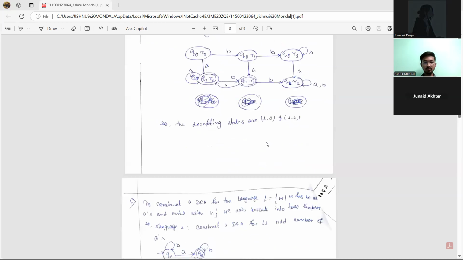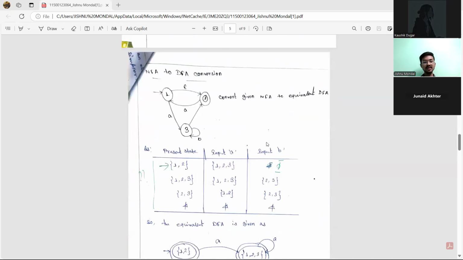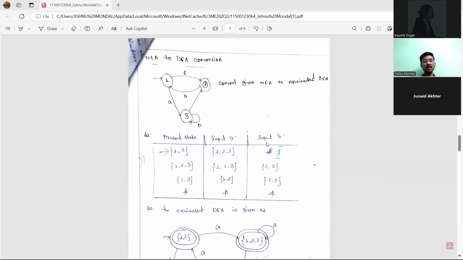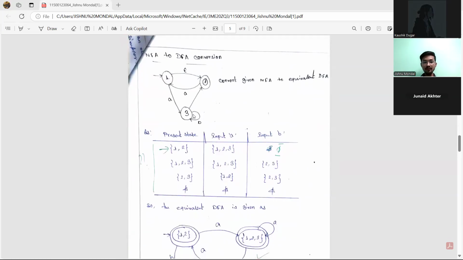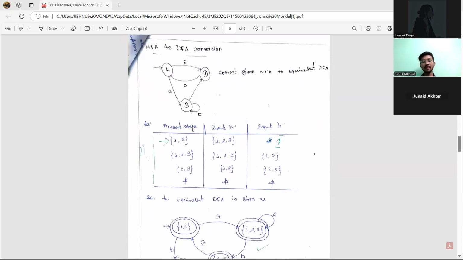Now, next we can see a problem of NFA to DFA conversion. If we convert this NFA to an equivalent DFA, for this state diagram, first we need to draw the transition table, which has present state, input a and input b. Here we can clearly see the present state is 1 or 2. From present state 1, there is epsilon to 2. So the present state is 1 and 2.